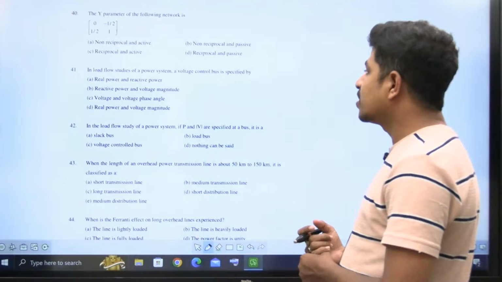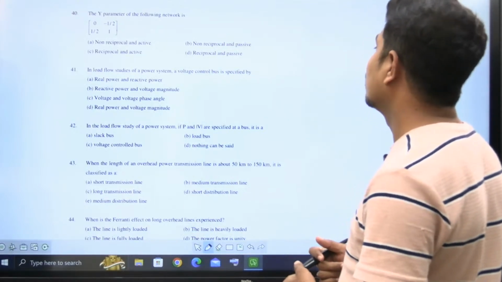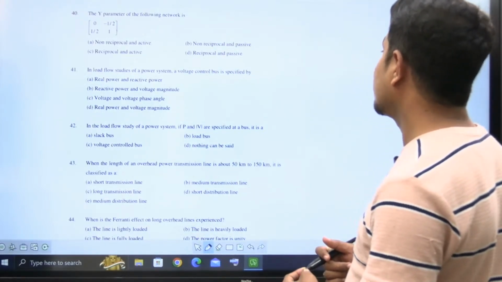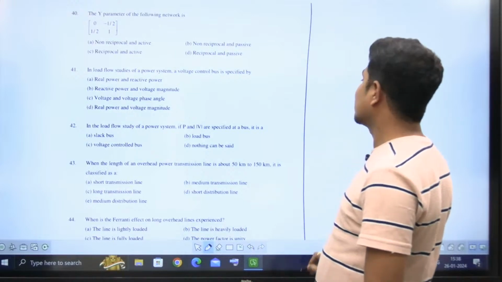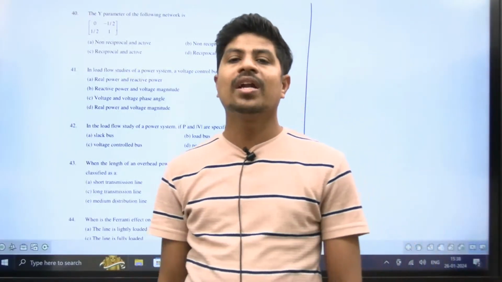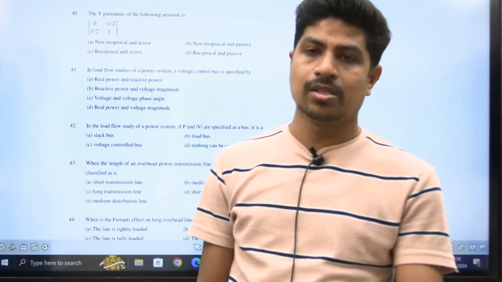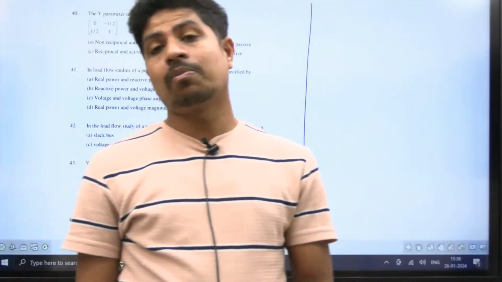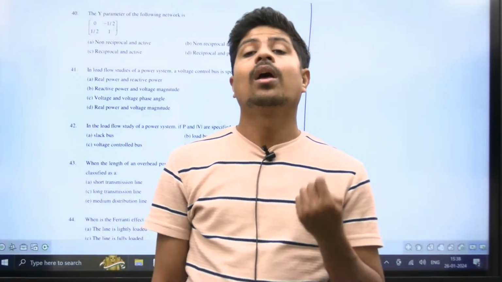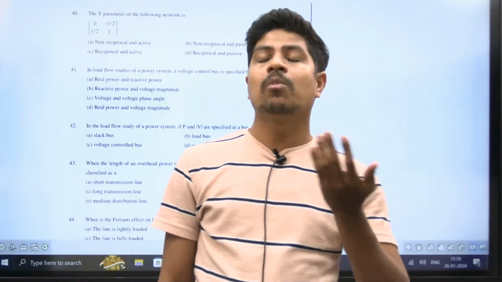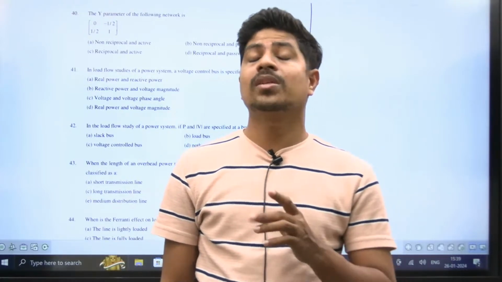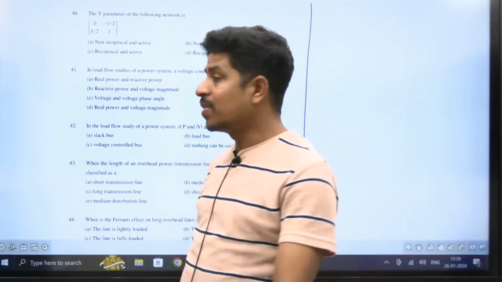Next question: in load flow studies of a power system, a voltage control bus is specified by what? The buses are, first, the slack bus, where mod V and delta are mentioned: mod V is equal to 1, delta is equal to 0. Then the load bus or PQ bus, where P and Q are mentioned. Next is the PV bus, where P and mod V are mentioned. Another is the voltage control bus, where P is specified and mod V is mentioned, right?